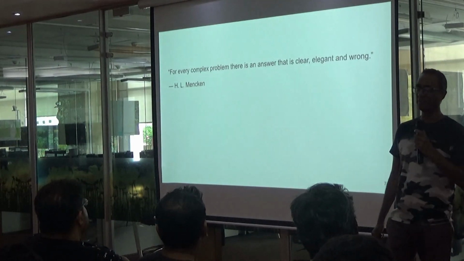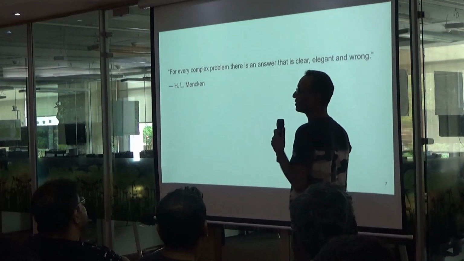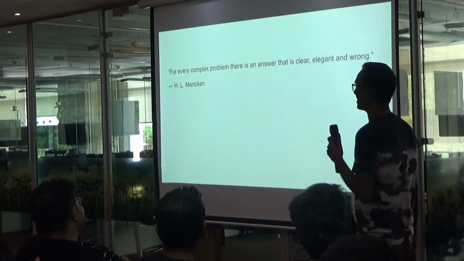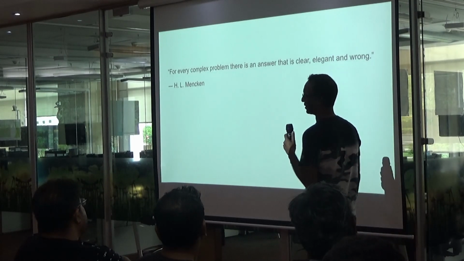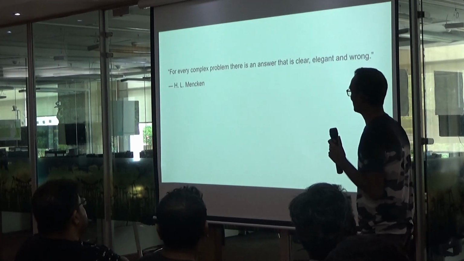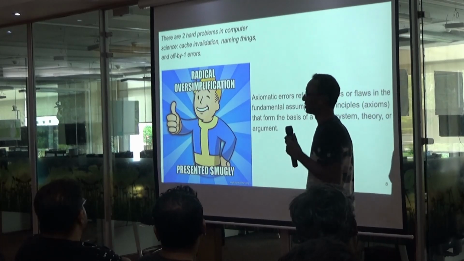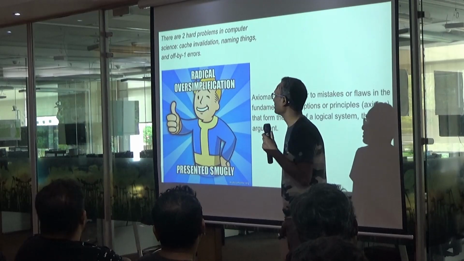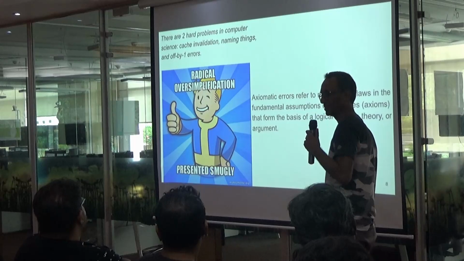They say that for every complex problem, there is a solution which is simple, elegant, and wrong. And we as humans aspire for simplicity, and we often compromise for simplicity at the sake of correctness. And software engineering is no different. How many of you have heard this statement? There are two hard problems in computer science: cache invalidation, naming things, and off by one errors.